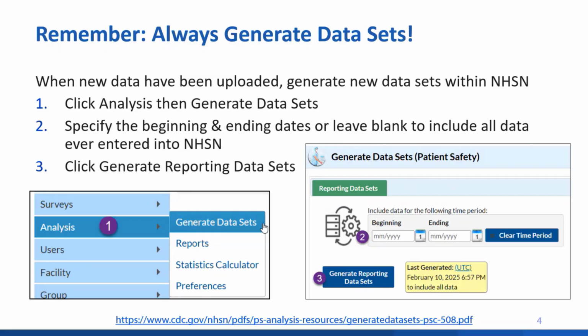So first, you'll want to click Analysis, then Generate Datasets on the left-hand navigation menu. Then on the Generate Dataset screen, you can specify the beginning and ending dates if you like, or you can leave this blank to include all data ever entered into NHSN. Finally, you'll click the Generate Reporting Datasets button.